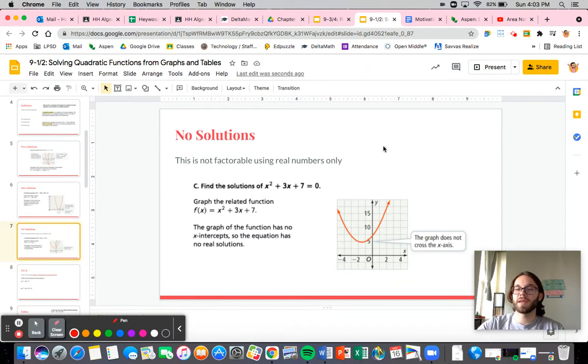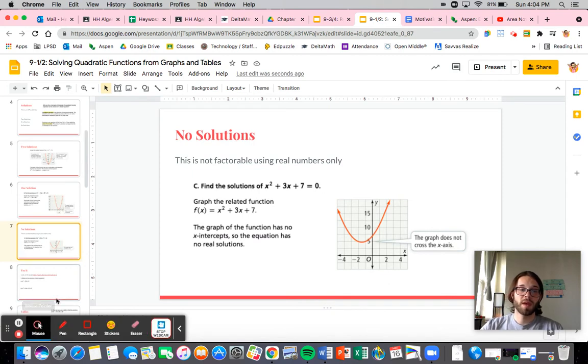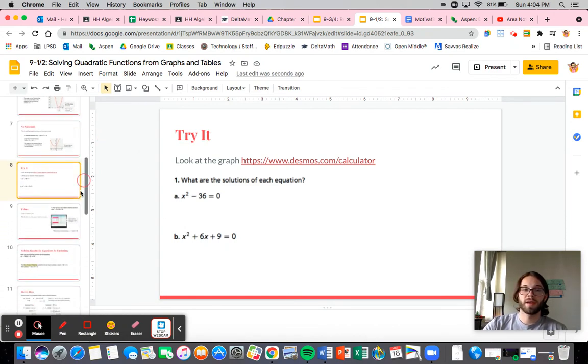And additionally, if you had a graph that was all entirely down here, there's going to be no solutions. So pretty much if you have a vertex above the x-axis when it opens up, or a vertex below the x-axis when it opens down, you're going to have no solutions. All right. So essentially, what you're going to do is, if you look at these graphs, you can identify how many solutions they have.